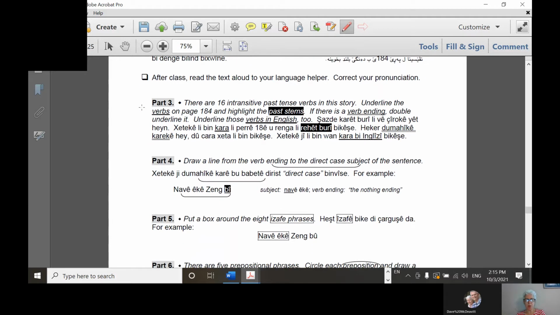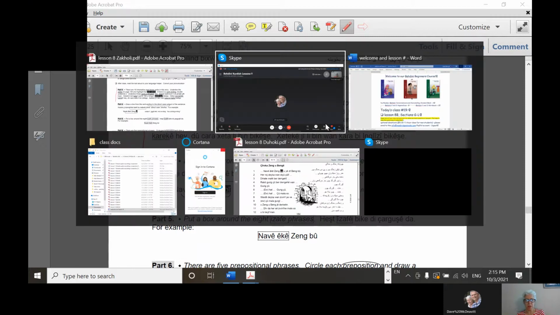All right, so when you get around to the grammar part, which is part 3, there are 16 intransitive past tense verbs in this story. Underline the verbs on page 184 and then highlight the past stems. If there is a verb ending, double underline it. Underline those verbs in English too. All right, so let's go find those 16 past intransitive verbs.